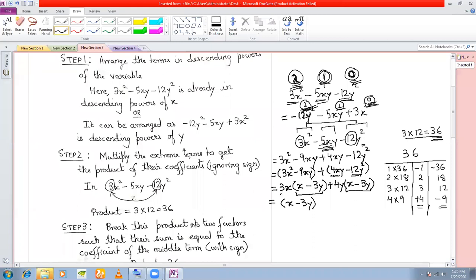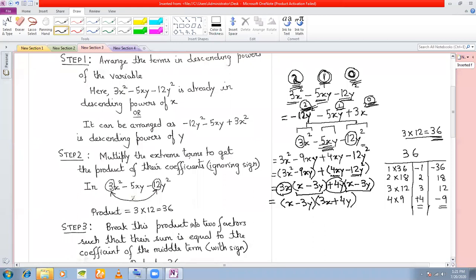So x minus 3y is a factor that you take common. And what are you left with? 3x, and you are left with plus 4y. Any step that is not clear?